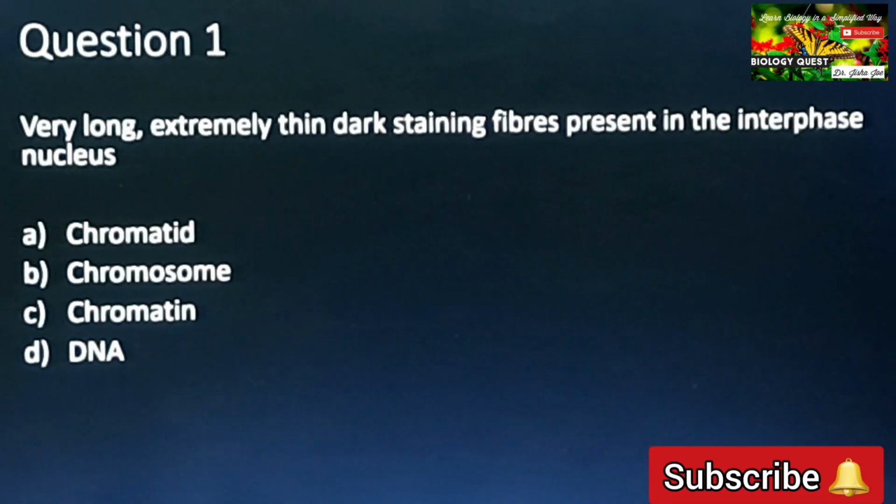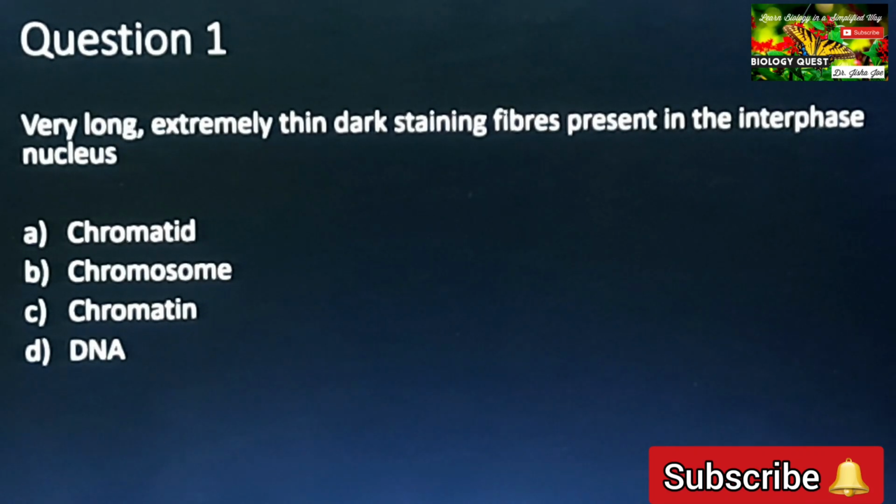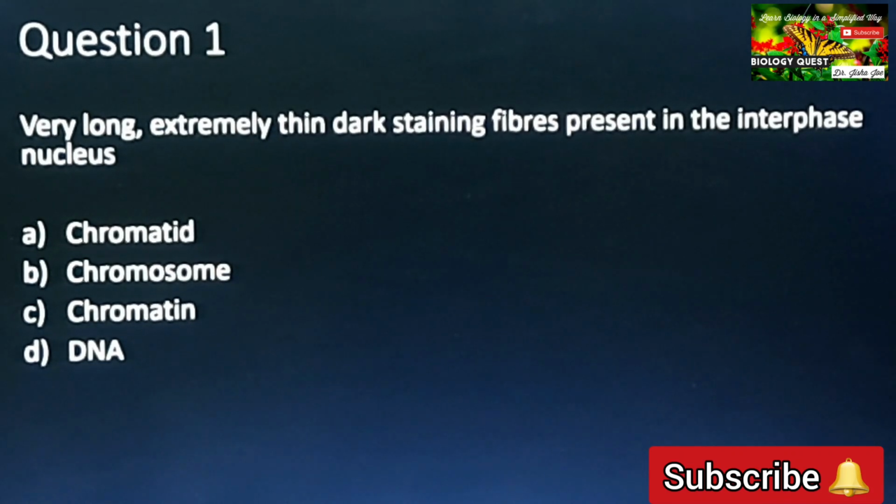Let us move on to the options. Option A, chromatid. We know the chromosomes get duplicated during the synthesis phase or the S phase of the interphase, and the duplicated chromosome will have 2 arms. The 2 arms of a duplicated chromosome are called chromatids. Option B, chromosome. Chromosome refers to condensed coiled chromatin fibers. As the cell enters into the cell division stage, the chromatin fibers condense and coil to form the chromosomes.